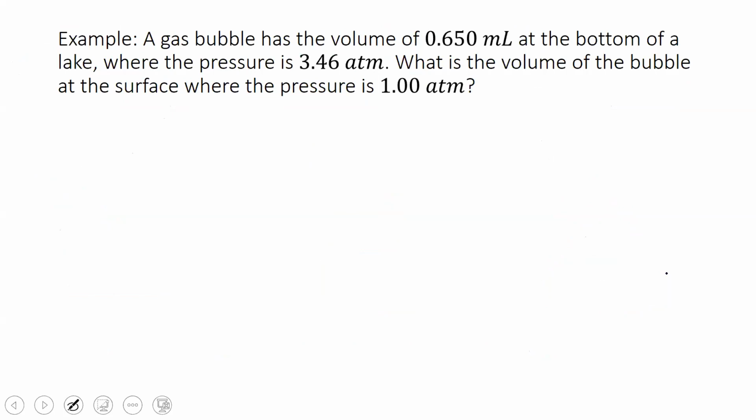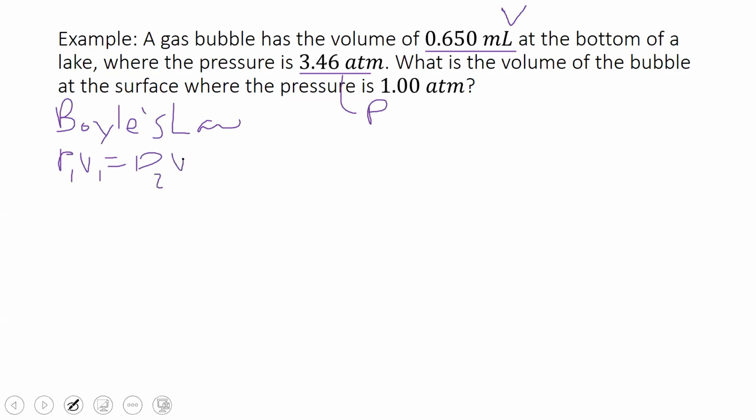In this example problem, our gas sample is a gas bubble, which has a volume of 0.650 milliliters at the bottom of a lake, where the pressure is 3.46 atmospheres. What is the volume of the bubble at the surface when the pressure is 1 atmosphere? Here, we see a relationship between volume and pressure. The volume-pressure relationship is based on Boyle's law. Boyle's law tells us P1 V1 equals P2 V2.